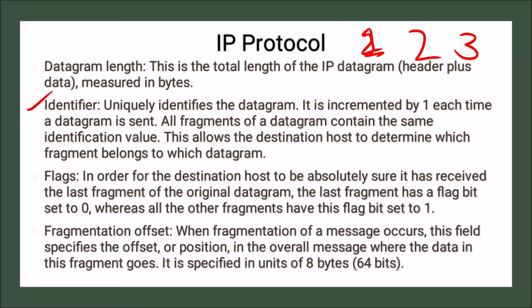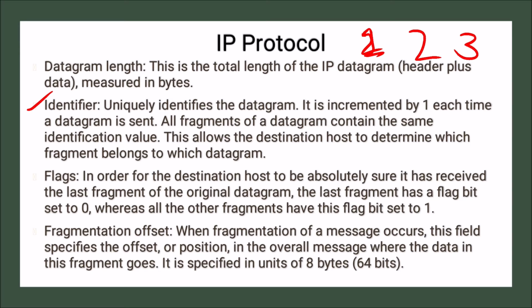All fragments of a datagram contain the same identification value. This allows the destination host to determine which fragment belongs to which datagram. For example, if one datagram has 3 fragments, these 3 fragments contain the same identification value. From this, the destination host identifies which fragment belongs to which datagram.